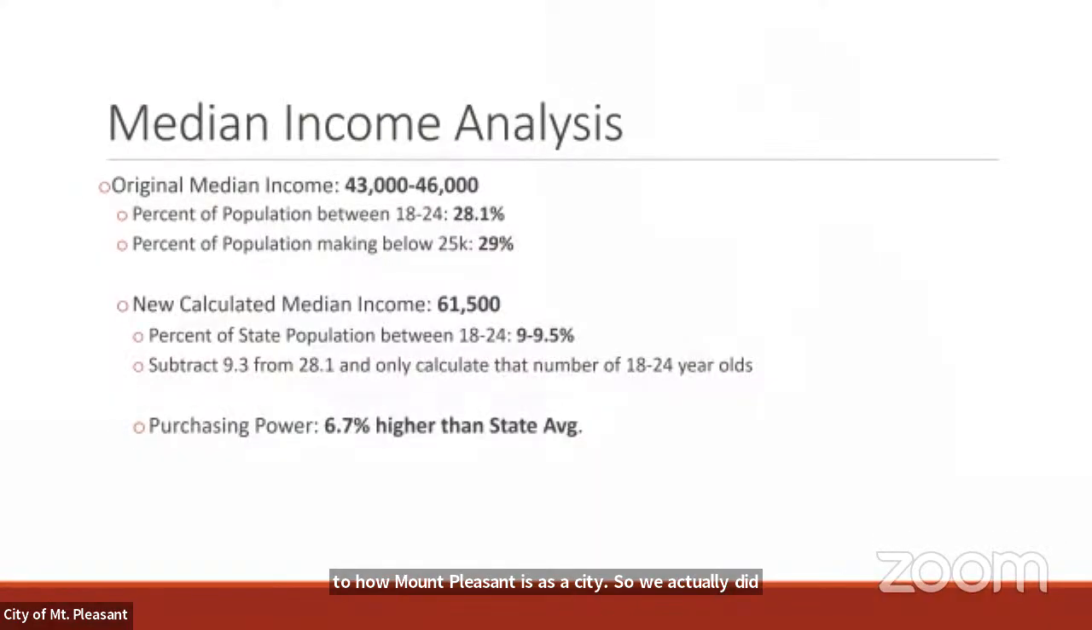So we actually did a few different ways using Placer, and also had a professor at CMU look into it as well. And we got a new median income of around $61,500, which is much closer to the state average of around $66,000 to $68,000.